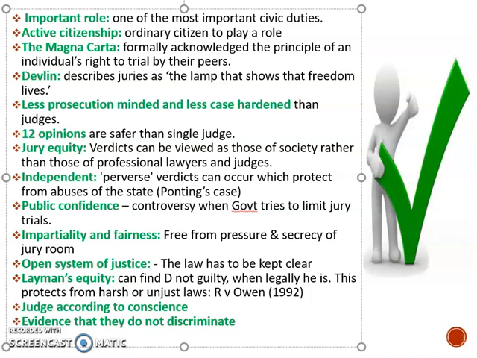So an advantage that overlaps with magistrates is that being on a jury is a really important civic duty, and it encourages active citizenship.